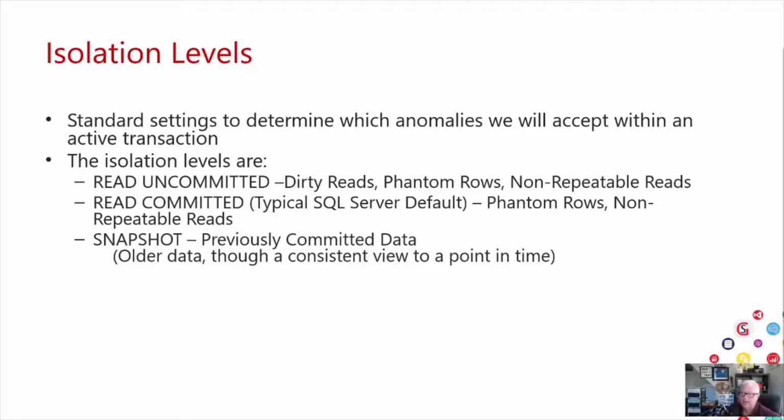Snapshot isolation level gives us previously committed data. So it may be older data, but it'll be consistent no matter how many times you run your query. You will always get a consistent view. A repeatable read allows phantom rows. And this is good for foreign keys. This is good any time you need to say, does a person have children in the table? Does this row have a parent row? Any kind of thing where you just want to check the existence of one or more things.